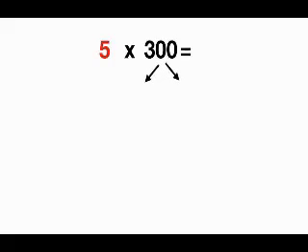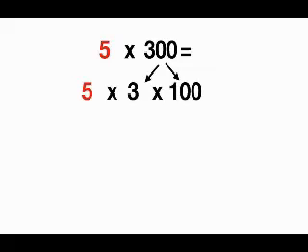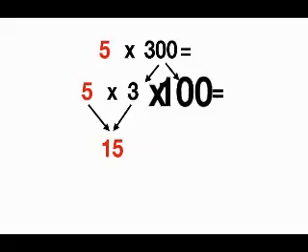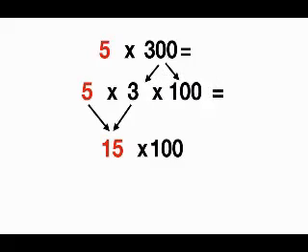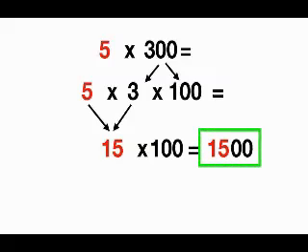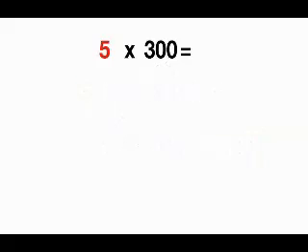Let's look at another example. Here we'll multiply 5 times 300. Well, to figure out what this equals, we can split up 300. 300 is equal to 3 times 100. So our problem is 5 times 3 times 100. Well, this is easy to solve. 5 times 3, that's a number fact, it's just 15. And 15 times 100, well, we can do that because it equals just the 15 with 2 zeros. Our answer is 1,500.